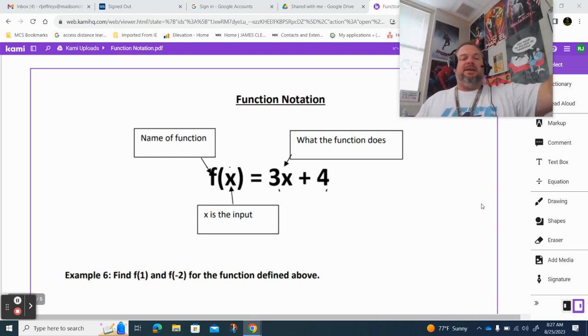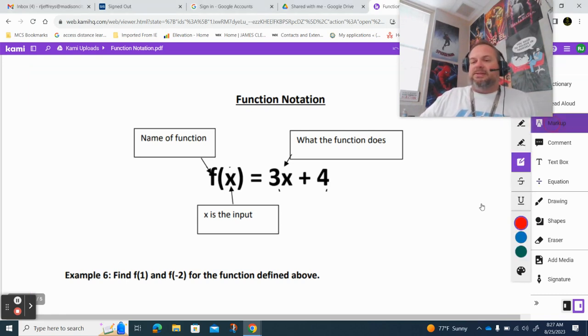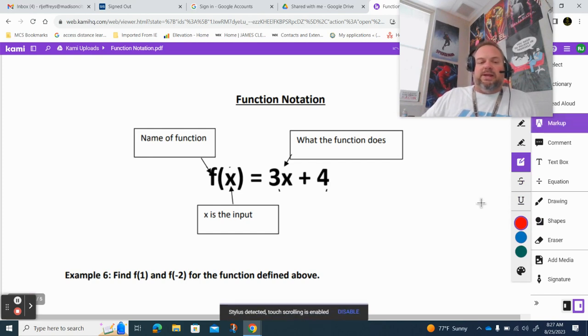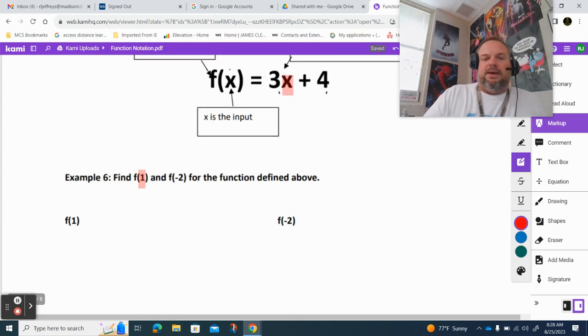Now, the letter right here is the name of the function. Okay. We usually use F, H, J, K, something with just letters. Okay. You could put Bob if you want to name the function Bob. Okay. X is the input. Okay. And this is what the function does. What this means is when it has something like this, f of 1, that means everywhere we see x, we're going to put a 1. Okay, so let's do that.